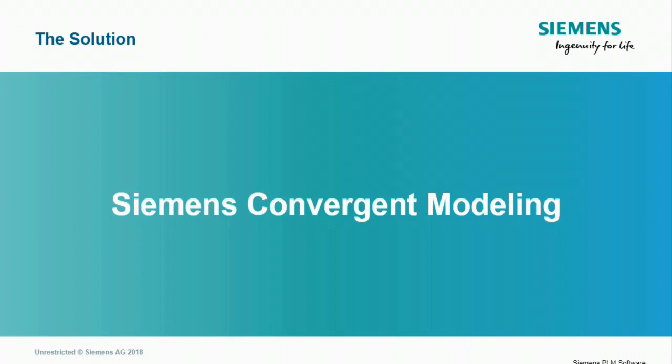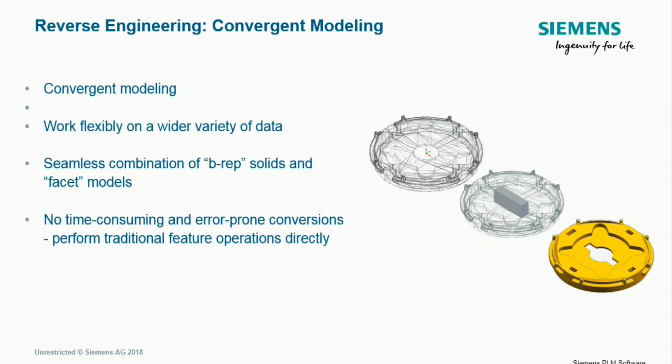What is the underlying technology that allows us to seamlessly work with scanned data? This is a new technology we call convergent modeling. Convergent modeling allows us to combine and use mesh models and B-wrap models in one seamless environment. You can work on your mesh models with the very same commands you use on B-wraps: cut or add material, perform Boolean operations, etc.